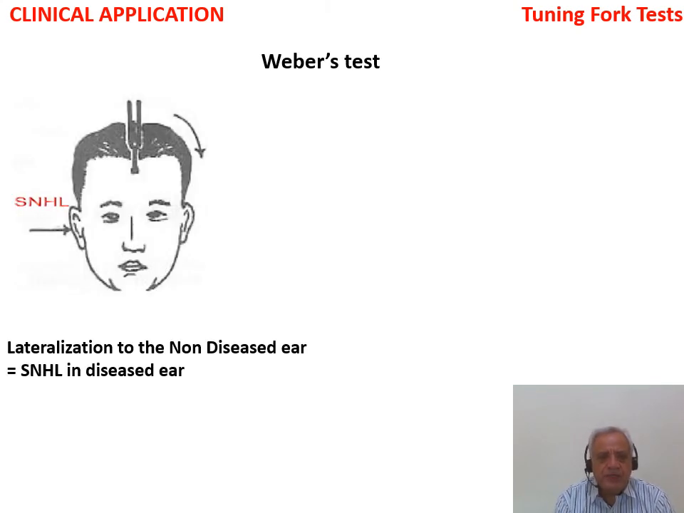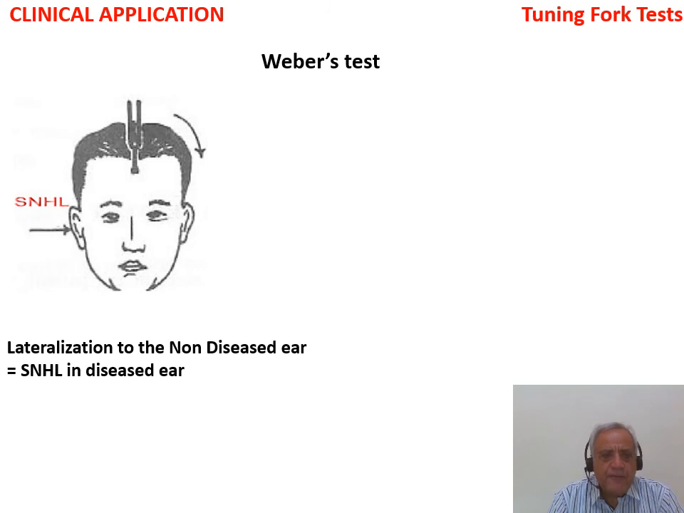Now, if the patient is coming complaining of hearing loss in one ear, in this example, the right ear, and you place the tuning fork on his forehead, it is supposed to go to both cochleae. But if the cochlea on the right ear is diseased, the patient will not hear by this ear. He will hear by the better ear.